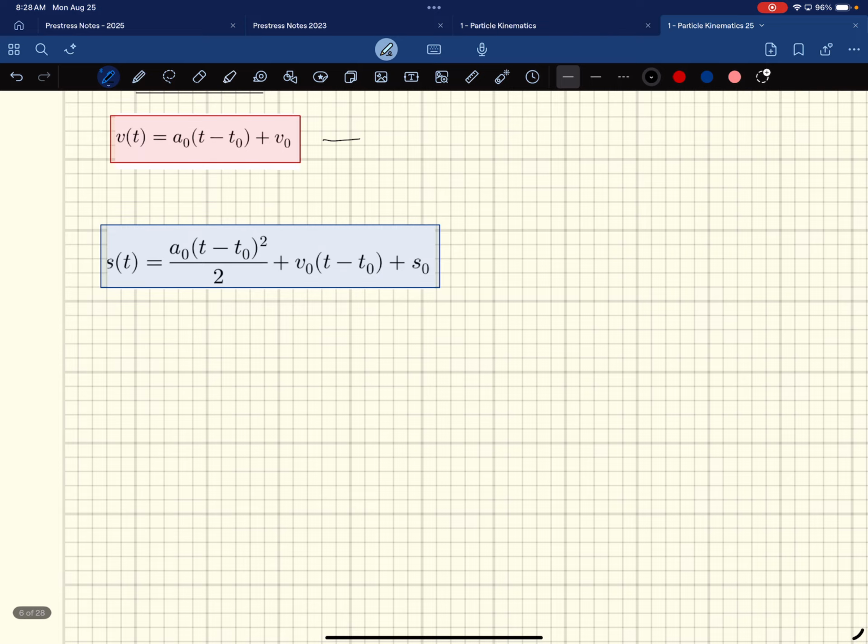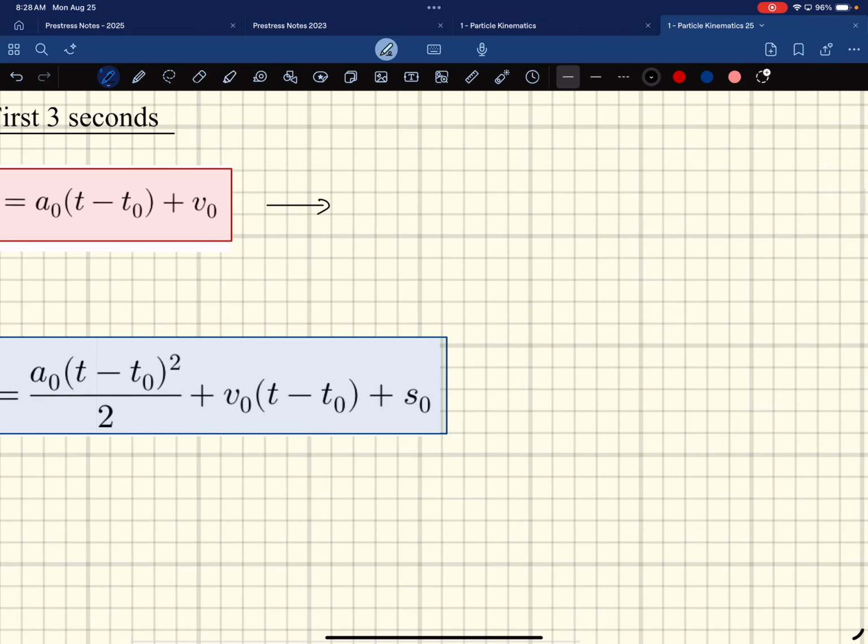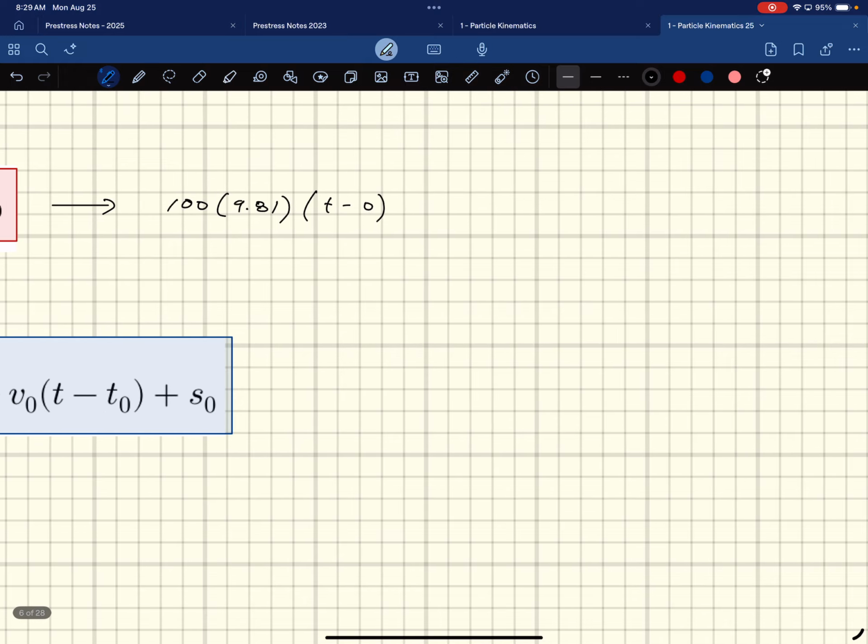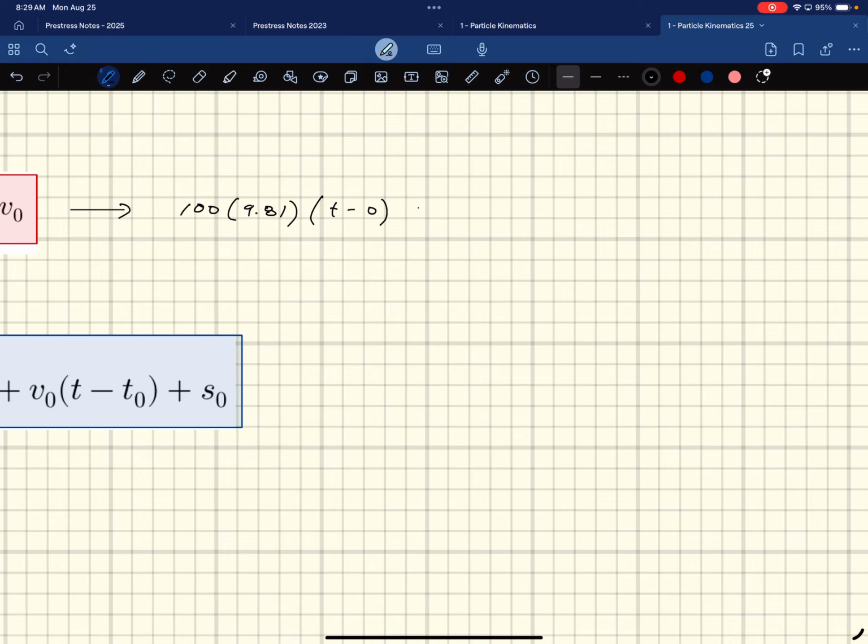So what this looks like, I can now start plugging values in. This is 100 Gs, but in order to get it into meters per second squared, I have to multiply by 9.81. My 100 Gs times 9.81 gets me into meters per second squared. And then I'm going to multiply that by t minus t naught, and t naught in this case is 0.